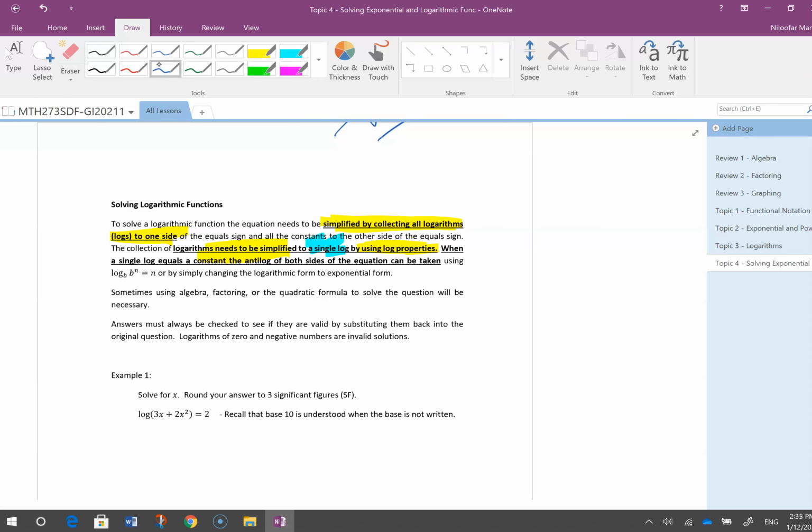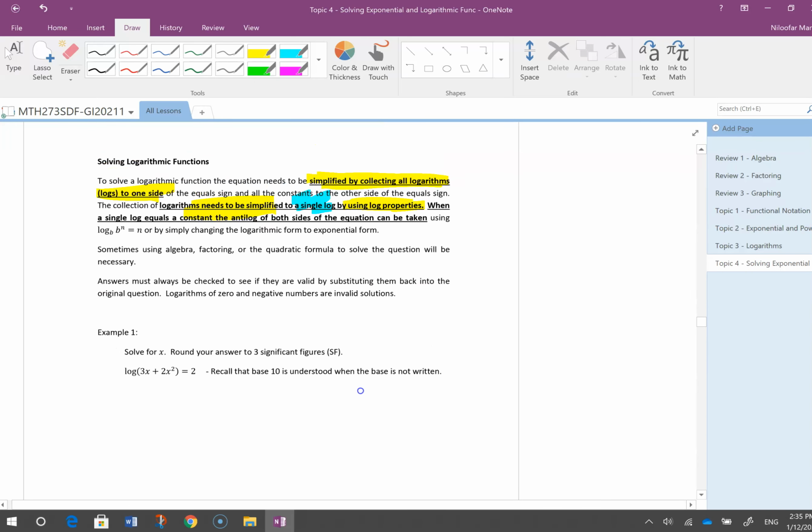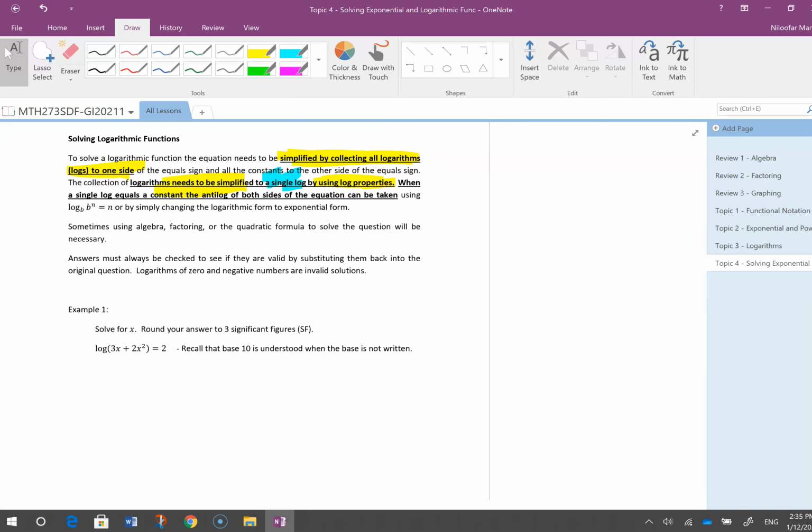And then I can use, for example, 10 power. I can use the inverse function. So I'm going to show you how. Okay, so look at this. Here it's already all one logarithm on one side, and the other side is just a number. So here is already what I want. Okay, that's simplified, all on one side. That's just one single logarithm. So perfect.